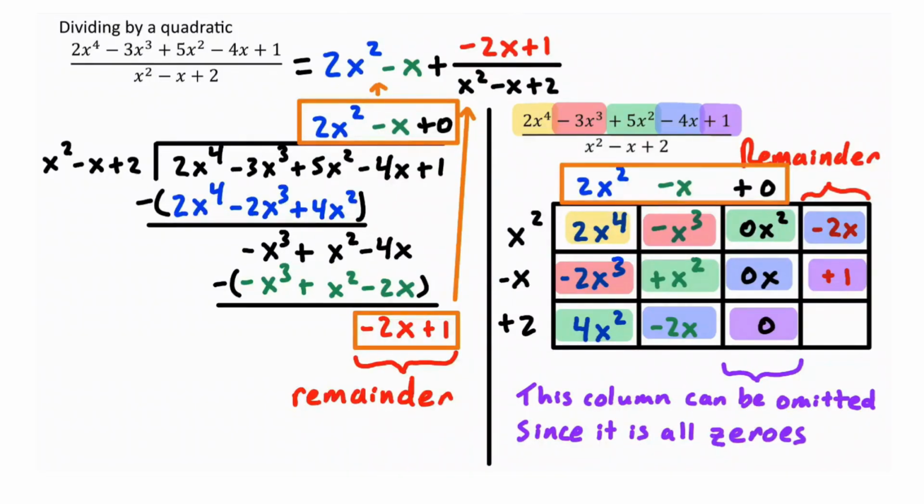So our solution, we're going to look right here: 2x squared minus x plus 0, or just 2x squared minus x, plus this remainder, negative 2x plus 1. And we can write our solution as what we had before with the long division. Now you can see the two different methods, long division and area model, for dividing by a quadratic.